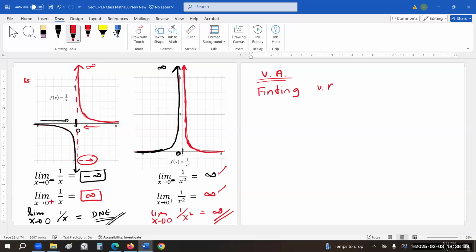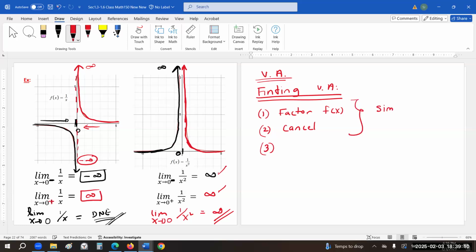Finding vertical asymptotes. To find the vertical asymptote, we don't have to do much. First thing we're going to do, if it's factorable, we are going to factor our function, top and bottom. If it's cancelable, we are going to cancel whatever we have in common. And then we have a new, simplified function. So from these two steps, we get a simplified version of the function, simplified f of x. Now, for that simplified f of x, we only care about the denominator.